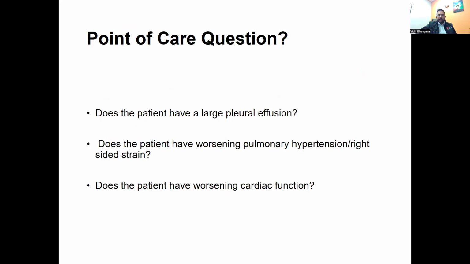And the specific questions that you have in your mind are, if this patient did have a hemothorax, there would be a pretty large pleural effusion. So is there one? Does this patient have worsening pulmonary hypertension or right-sided strain, given they're on VV ECMO now for several days? Or does this patient have additionally worsening cardiac function, and that explains the hypotension and some of the other findings?